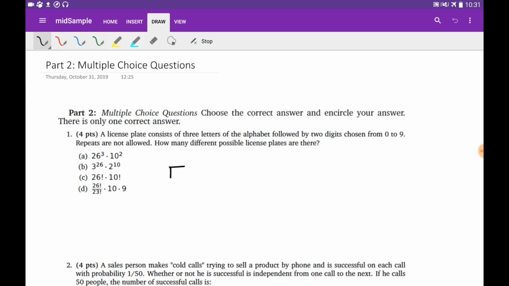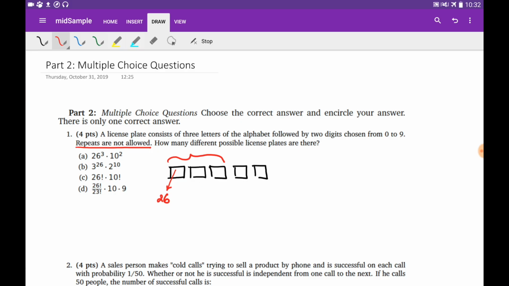In the license plate, there are 3 letters followed by 2 digits, right? We need to count how many different license plates we can create if repeats are not allowed. So we cannot use the same number or the same letter twice. For the letters, there are 26 English letters, so we can use any of them for the first place.